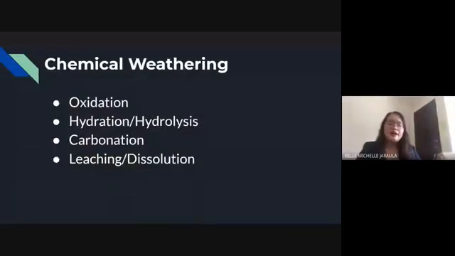So the next one is chemical weathering. These are the types of chemical weathering: oxidation, hydration, hydrolysis, carbonation, leaching, or dissolution. As I've said earlier, what do you think is the major factor in chemical weathering? Anybody?